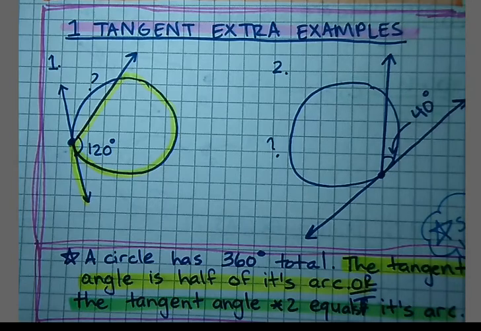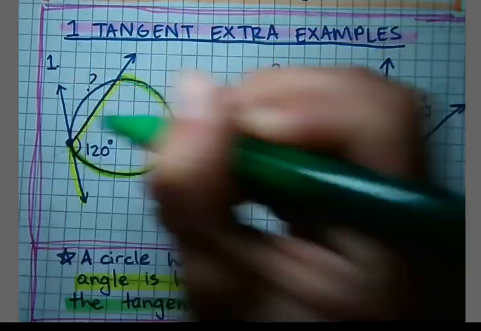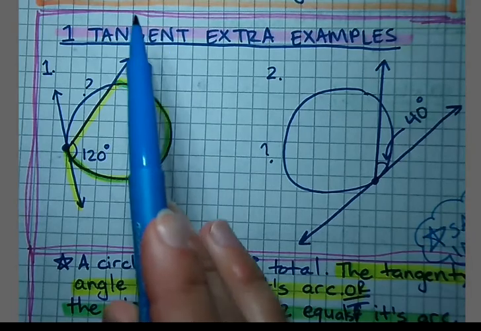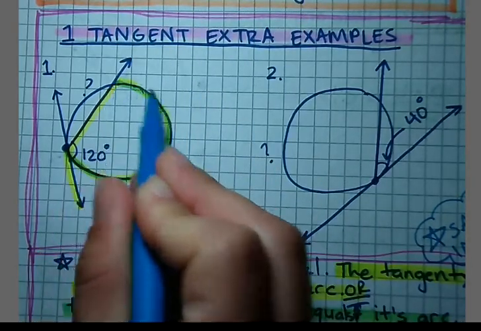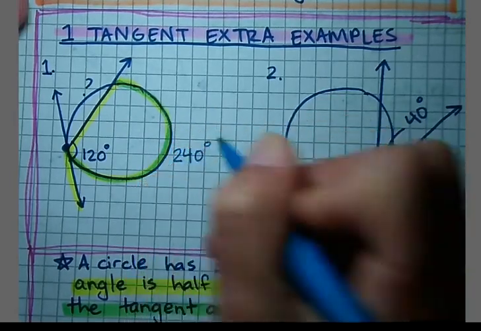I'm going to highlight again. The angle is opening up to this arc. So the arc is going to be double the angle. Remember, arc is double the angle. So we're going to do 120 times 2, and that will give us this arc here. So this is 240 degrees.